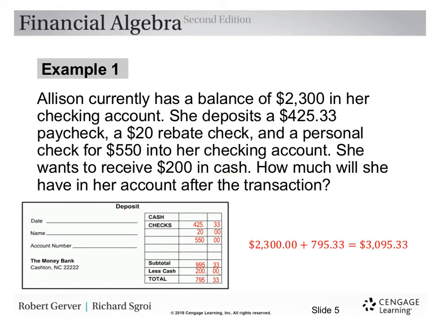But we want to know how much will she have in her account after the transaction. So if we take this total amount deposited of $795.33, okay, and we add it to her current balance of $2,300, we'll get a new sum of $3,095.33. So that is how much she will have in her account after she completes this complete transaction, depositing 3 checks, taking $200 out in cash.